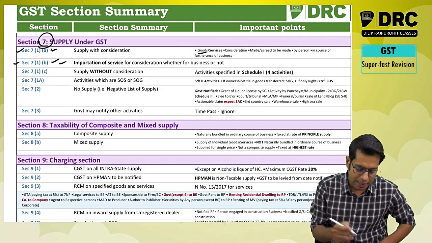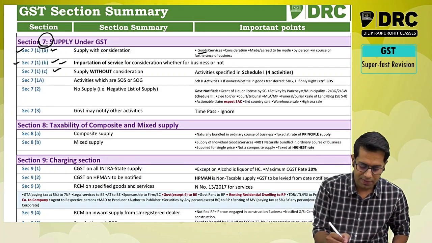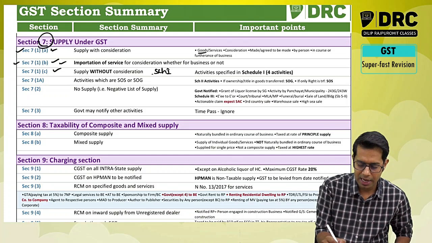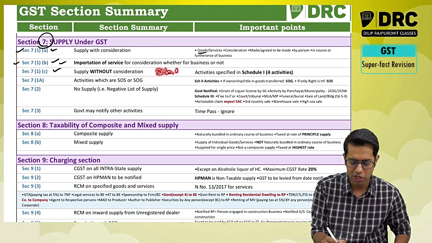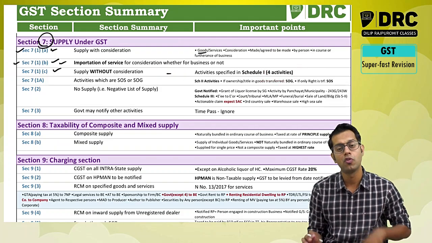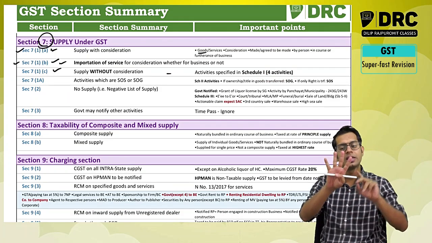Then Section 7 subsection 1 clause C talks about supply without consideration. There is a schedule called Schedule 1. In this schedule, there are totally 4 activities. These activities will be treated as supply even if there is no consideration involved. Which are these 4 activities, sir?